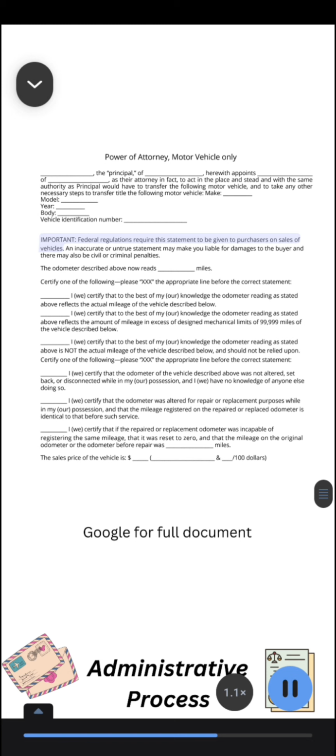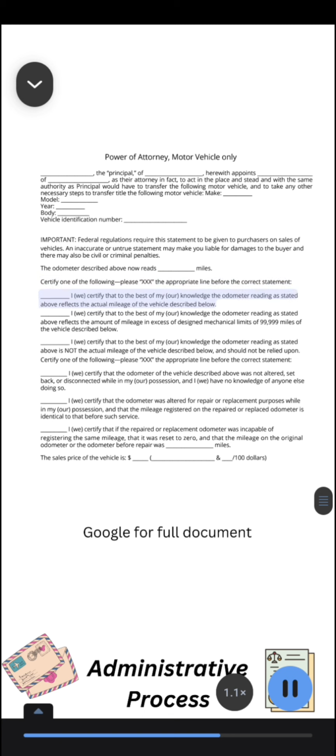Important. Federal regulations require this statement to be given to purchasers on sales of vehicles. An inaccurate or untrue statement may make you liable for damages to the buyer, and there may also be civil or criminal penalties. The odometer described above now reads, blank, miles. Certify one of the following, please, XXX, the appropriate line before the correct statement.